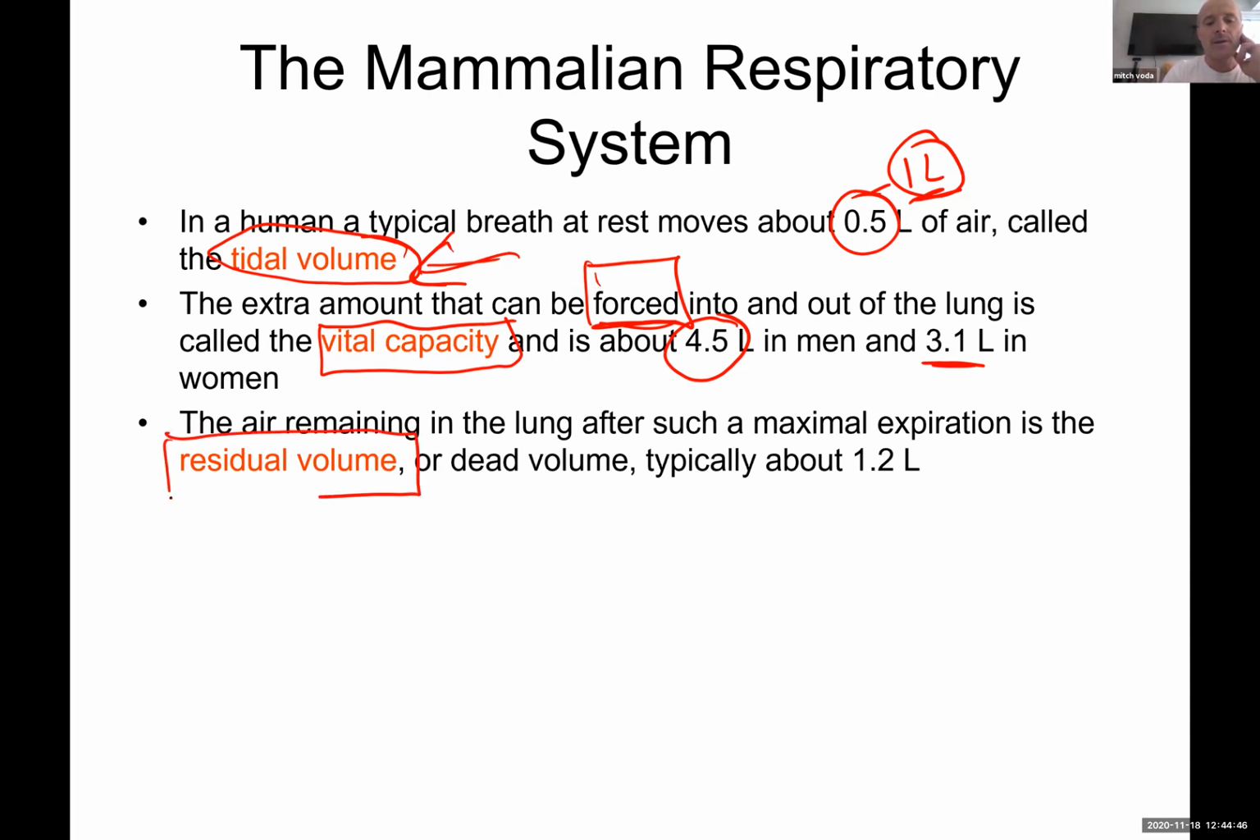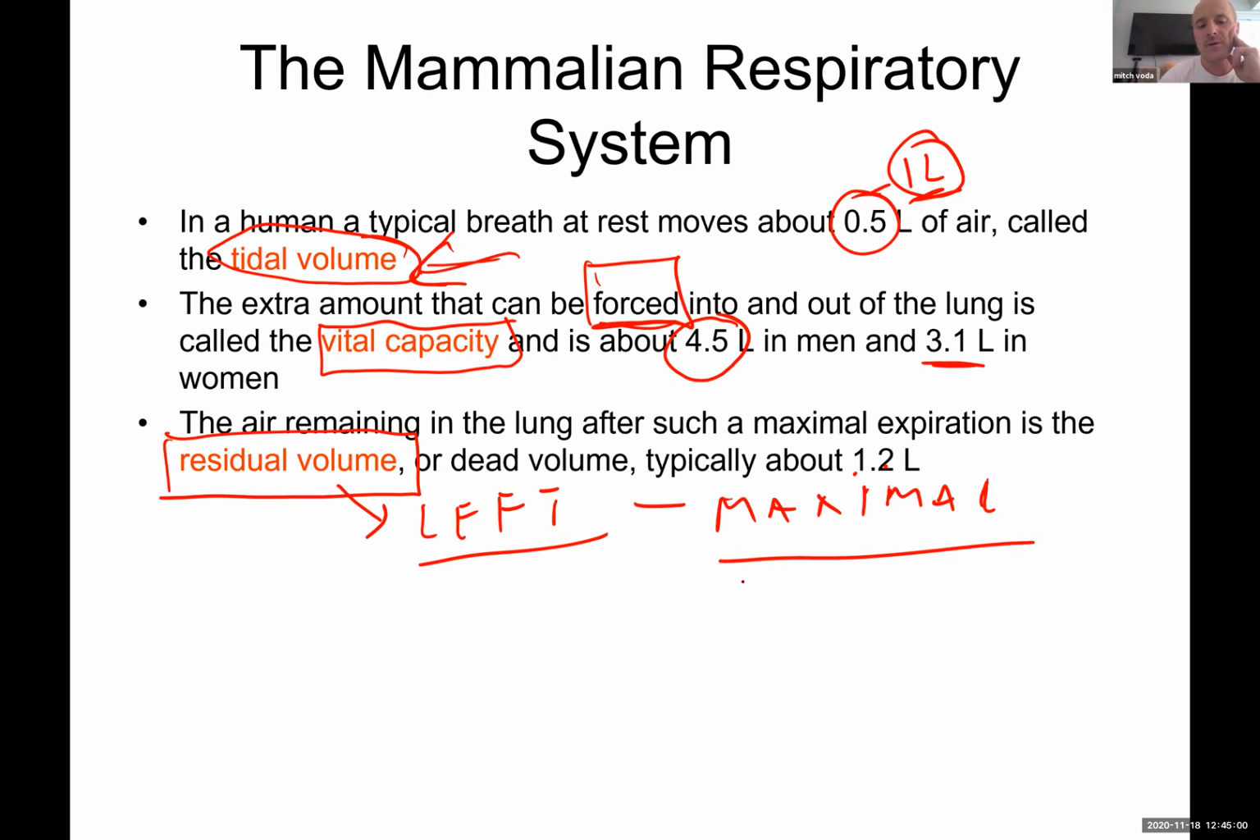Residual volume is the air that is left in the lungs after a maximal expiration, maximal breathing out. So when you force yourself to breathe out all the way, whatever is left is called residual volume. You don't breathe out all the air from your lungs through a normal breath, or even when you try to force everything out. You cannot get rid of it.